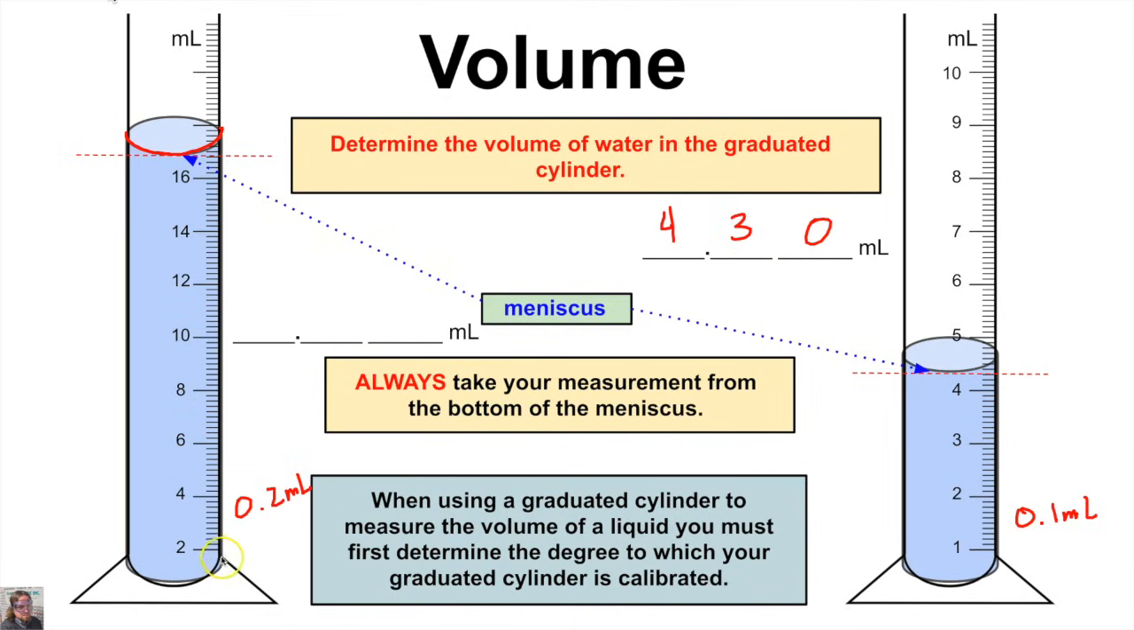And if we take a look at this one right here, this is 16, 16.2, 16.4, 16.8, and then it's just a little bit past the 16.8, so we'll call this 16.81 milliliters. Alright, so let's go ahead and try some measurements of volume, and let's apply these concepts and see if you can get them right.